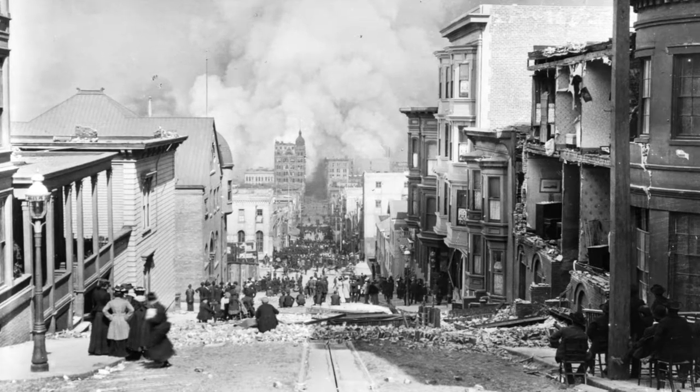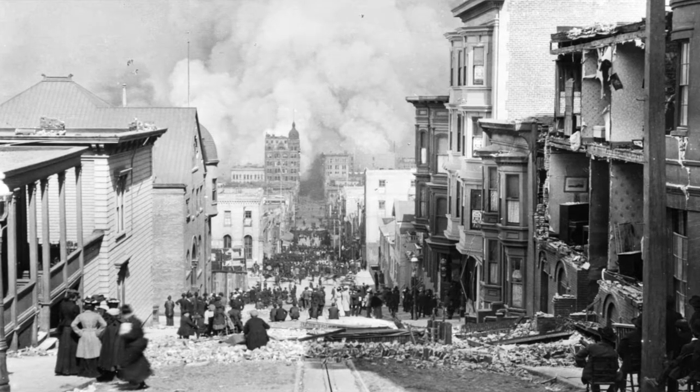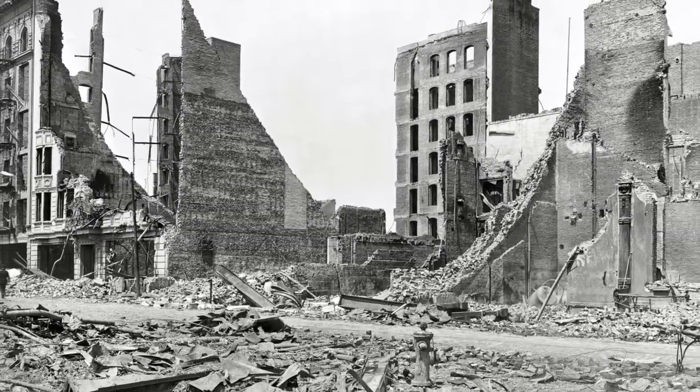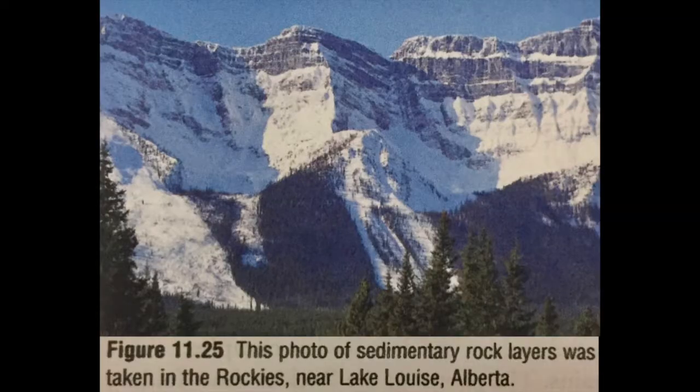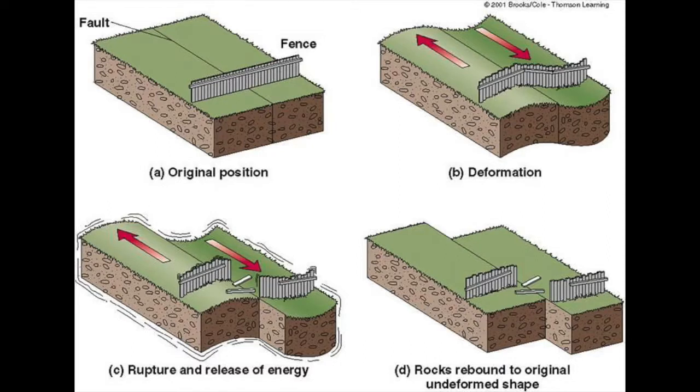In 1906, the San Andreas Fault shifted 6 meters from side to side near San Francisco, causing a huge earthquake. Figure 11.25. This photo of sedimentary rock layers was taken in the Rockies near Lake Louise, Alberta. Figure 11.26. Compare this map with your map of earthquakes and volcanoes. Most of the western coastline of North and South America are areas where rock surfaces are pushing against each other.